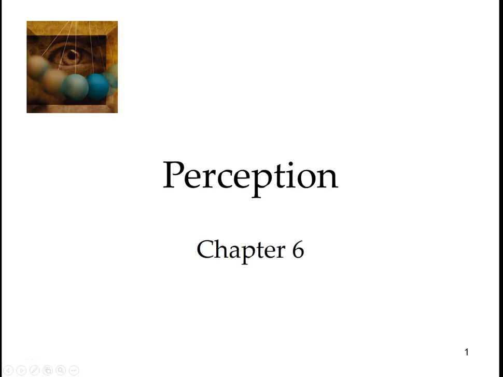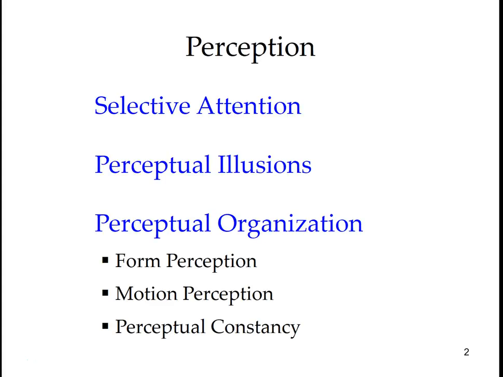This is AP Psychology, Chapter 6 on Perception. Perception involves the selection, organization, and interpretation of sensory information. It quickly becomes one of psychology's primary concerns as early researchers attempted to explain illusions.